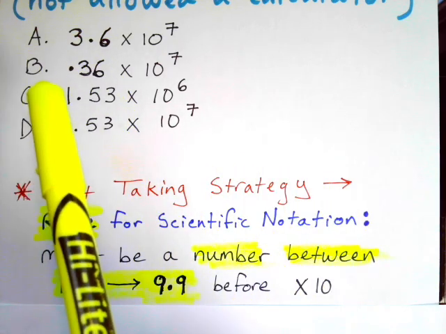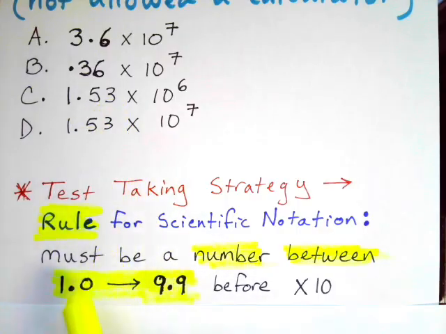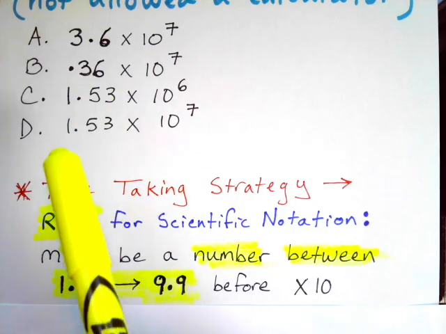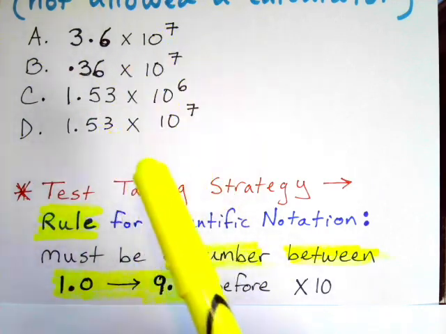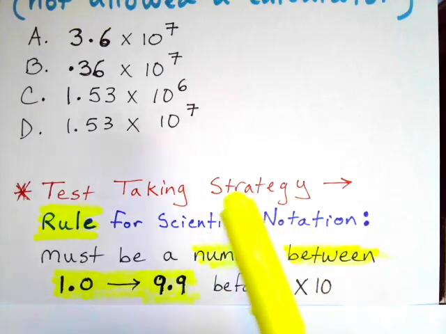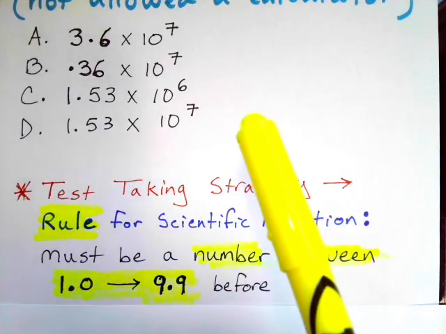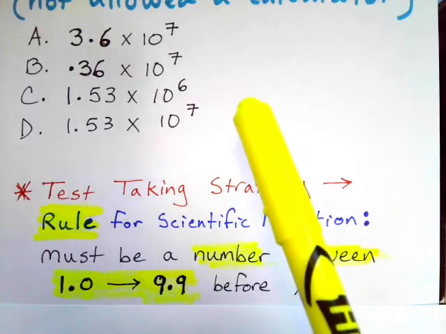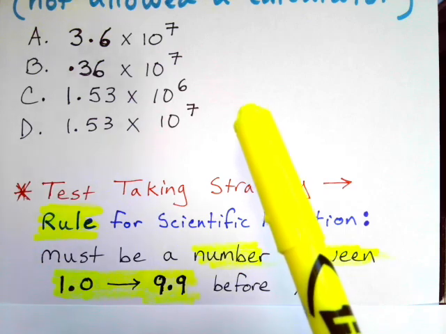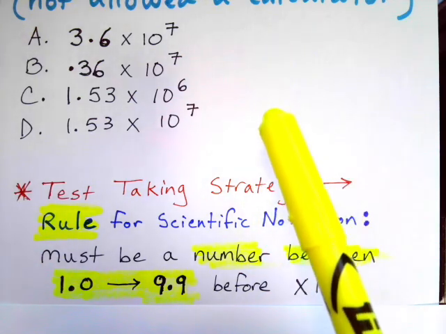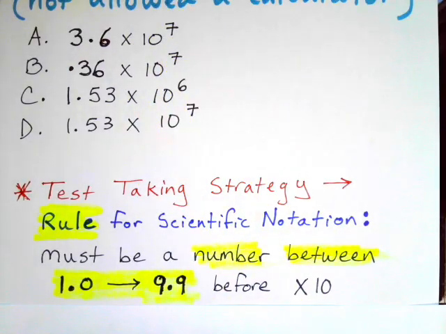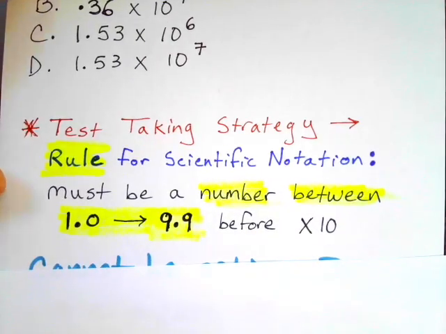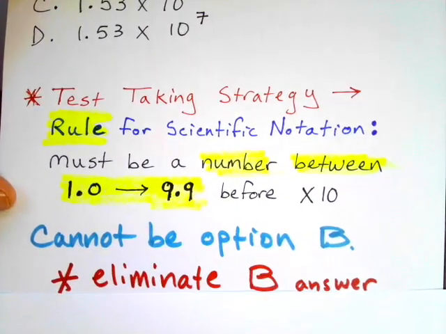All right, let's take a look at C. Are both C and D, 1.53, between 1 and 9.9? Yes. So C and D are possible options. So cross off B. Now you only have A, C, and D to choose from. That is called a test-taking strategy. That gives you a 33% chance just to guess between A, C, and D. Now, if you had A, B, C, and D and you had to guess, that's a 25% chance. If you can eliminate one more, that would be a 50% chance just to guess the answer right. So, it cannot be option B.